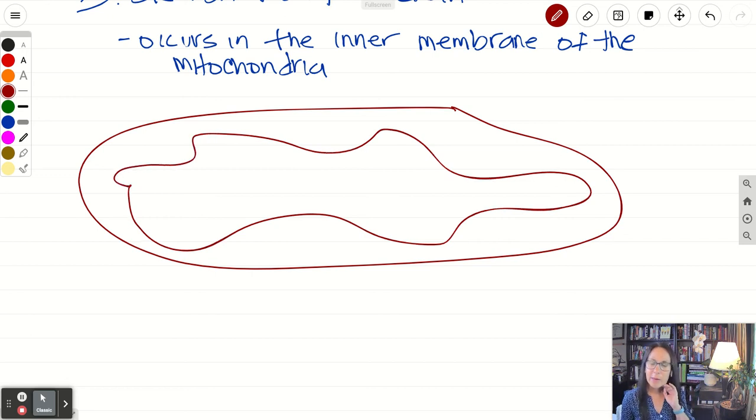Okay. And I want to point out that the citric acid cycle is happening in the middle part here. And what's being generated are all those NADHs and FADH2s. And so the inner membrane is here, and there are some proteins that are embedded in this inner membrane. So I'm just going to draw some proteins like this. Okay. And so these are integral proteins that go all the way through this membrane.